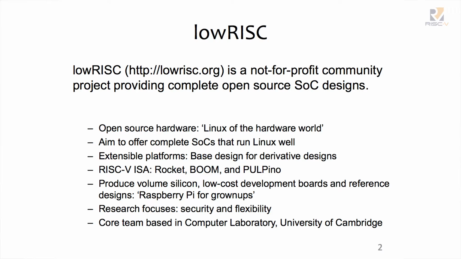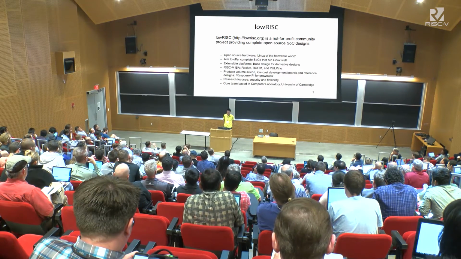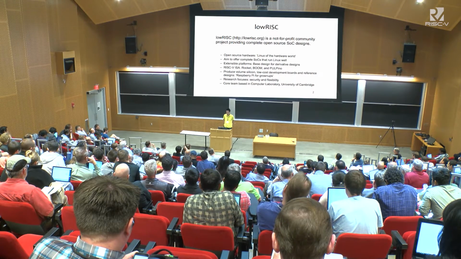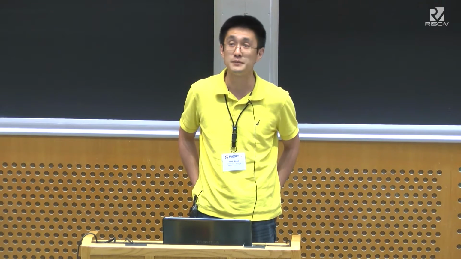And lowRISC is a founding member of the RISC-V Foundation. We use RISC-V cores like the Rocket cores, and we hope to use the Boom cores in the future. And currently, we plan to use the Pulpino cores as the Minion cores. We plan to do volume runs on silicon, and we plan to do a low-cost development board for hobbyists and other people to use. And we plan to release reference designs to help other people use lowRISC as a base design for their products, in a way like it's a RISC-V for grown-ups.